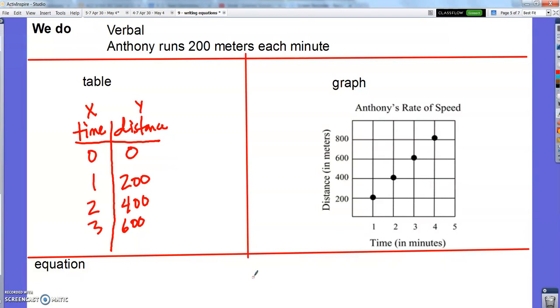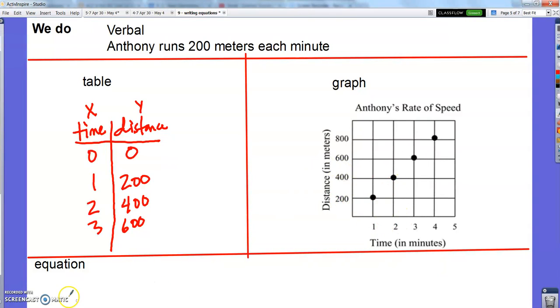Okay. So we got Anthony runs 200 meters each minute. That's how we talk about it. If we write it in a table, 0 minutes, 0 meters, 1 minute, 200 meters, 2 minutes, 400 meters, and so on. And then in the graph, I've got the same thing. 1 minute, 200 meters, 2 minutes, 400 meters, and so on.